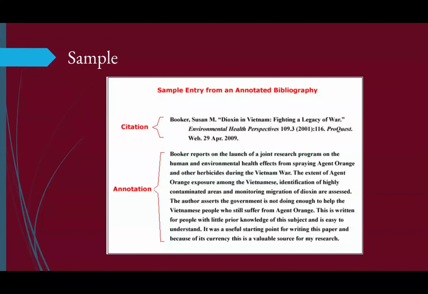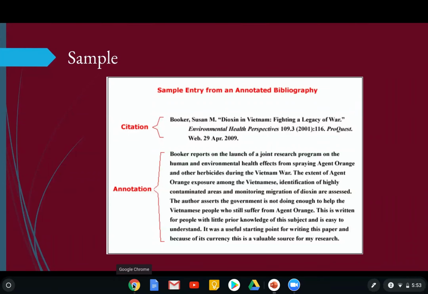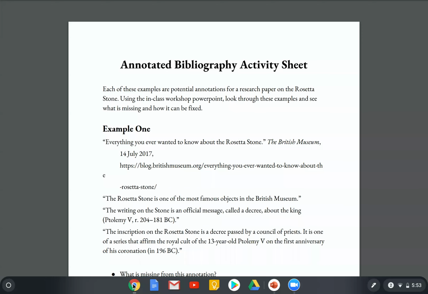This is a sample from an annotated bibliography on chemical weapons during the Vietnam War. And this is what an annotation could look like in your annotated bibliography. Next, we're going to be moving on to the activity sheet on the LibGuides. For this activity, each of these examples are potential annotations for a research paper on the Rosetta Stone. Using the in-class workshop PowerPoint, look through these examples and see what is missing and how it can be fixed.